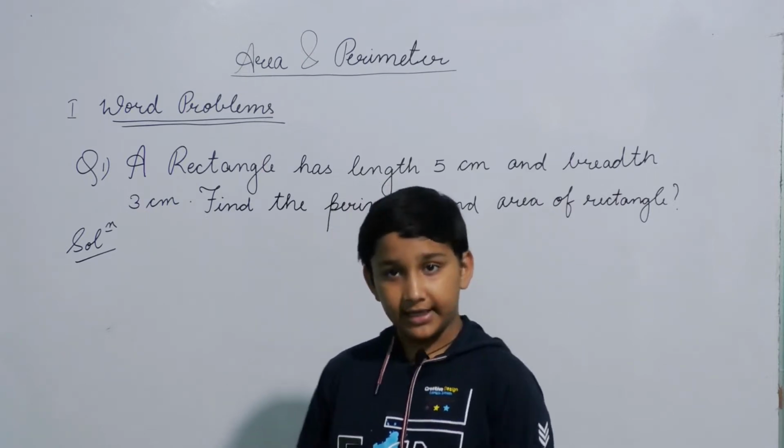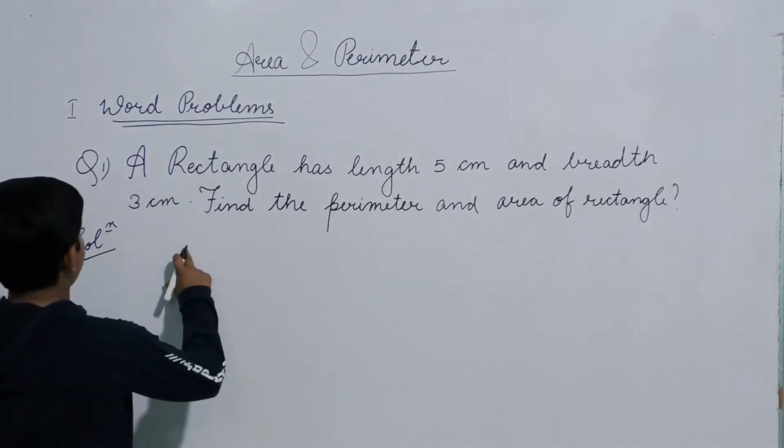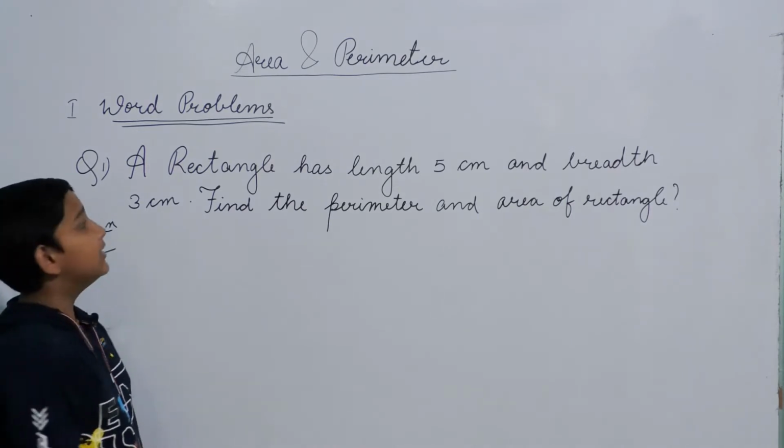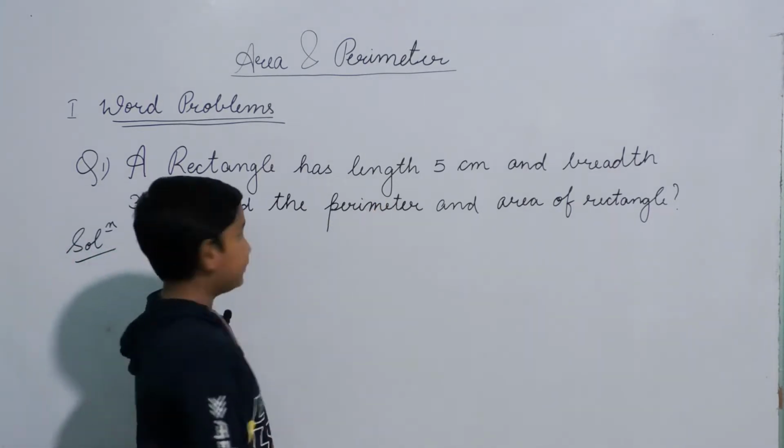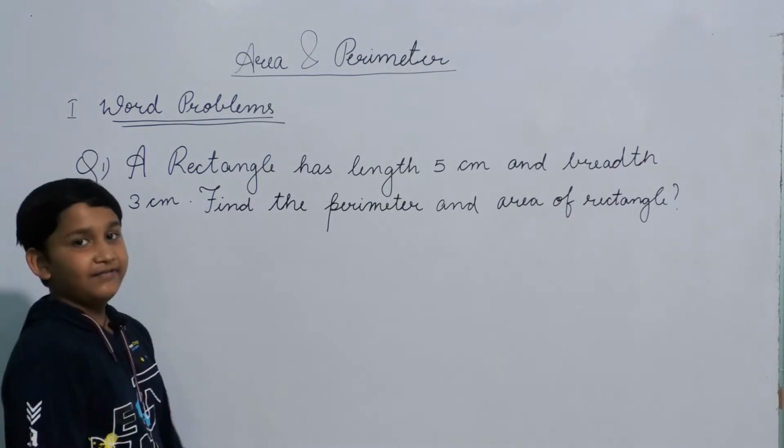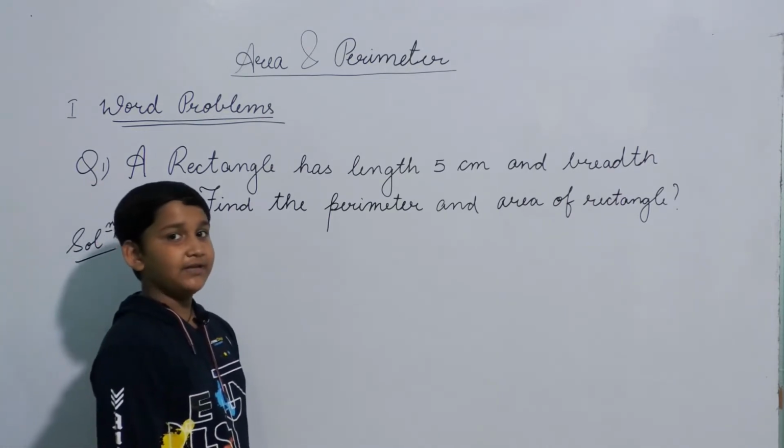In today's video we will see the word problems based on area and perimeter. So let's begin. Our first word problem is: a rectangle has length 5 cm and breadth of 3 cm. We need to find the perimeter and area of the rectangle.